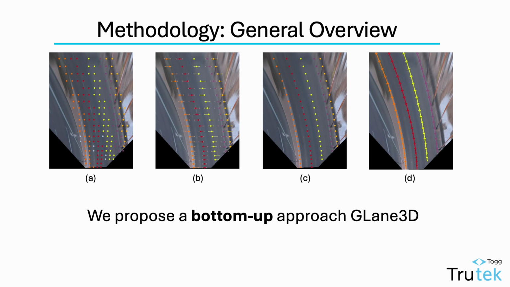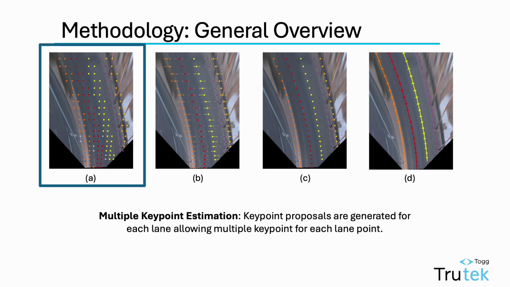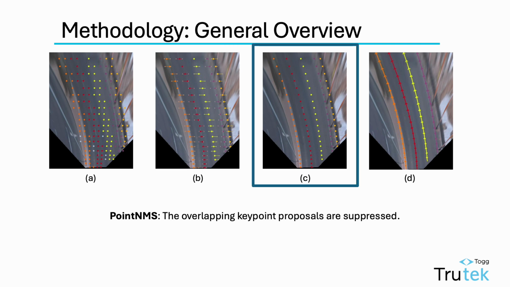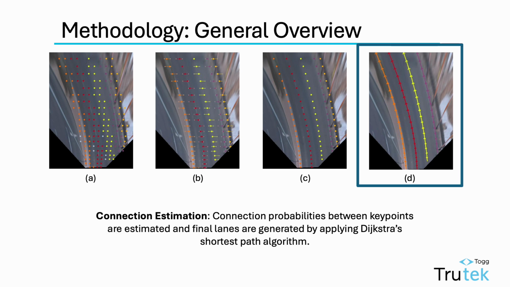Now let's dive into our methodology. We propose a bottom-up approach consisting of 4 main stages. First, we have multiple keypoint estimation. Here, keypoint proposals are generated for each lane, allowing multiple keypoints for each lane point. Next is keypoint refinement. The location of keypoints is refined through the lateral offset concept. Then, we have point NMS, where overlapping keypoint proposals are suppressed. Finally, connection probabilities between keypoints are estimated, and final lanes are generated by applying Dijkstra's shortest path algorithm.